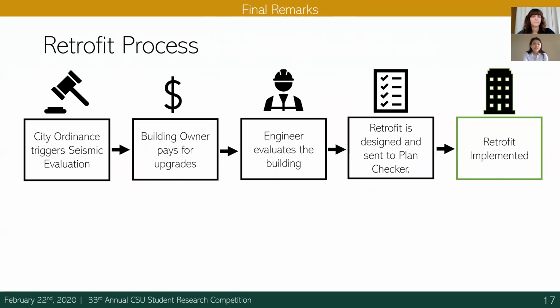Before we conclude our presentation, we wanted to highlight to you the importance of the retrofit process and the overall goal of our project. Everything starts with the city ordinance triggering a seismic evaluation, and then 3 important questions come into play. And that's whether the building owner will pay for the upgrade. If they will, then the engineer will evaluate the building, and then the retrofit is designed and sent to a plan checker, and then the retrofit will be implemented. But a lot of times this doesn't happen, so the building gets demolished.